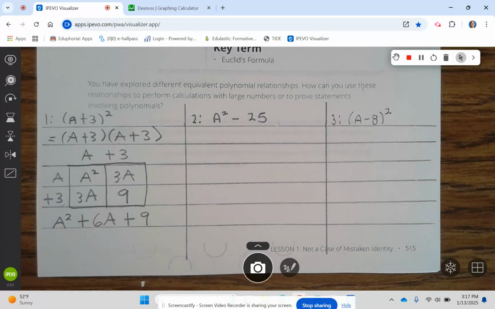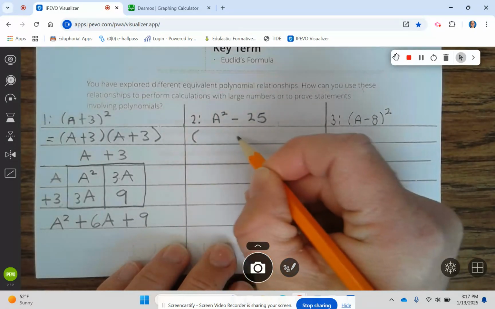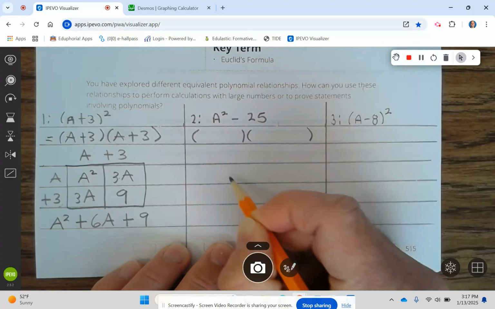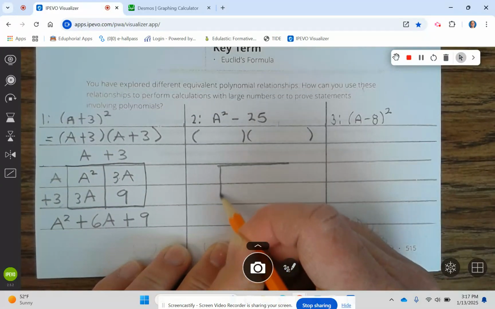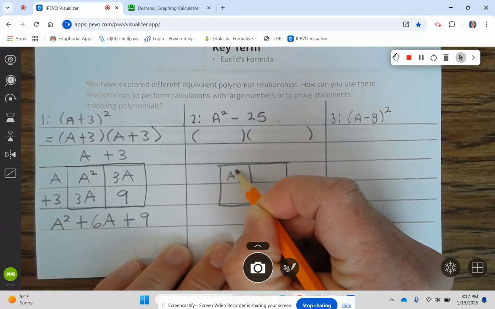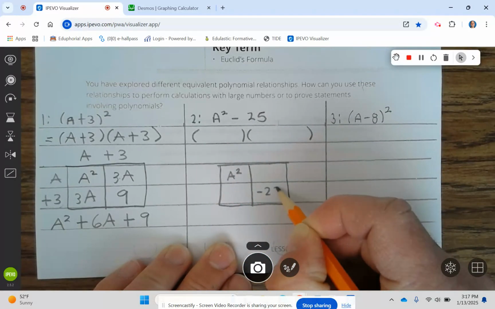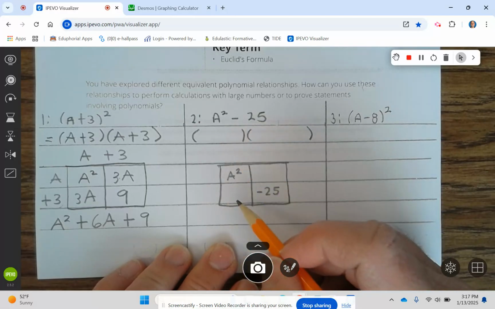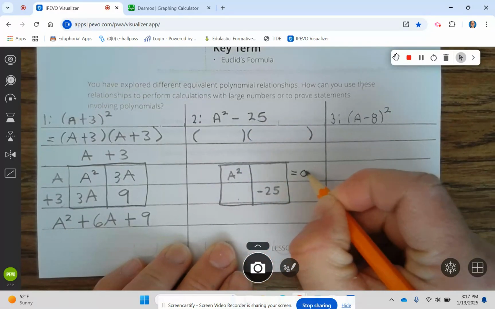All right, let's take a look at number 2. Now, number 2, we're going to factor. We know x squared, so we know 2 parentheses. And we're going to factor using the reverse box method. So first term is a squared. Last term is negative 25. Since there is no middle term, these two combine to be 0a.